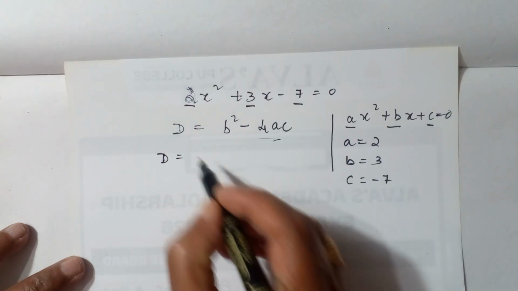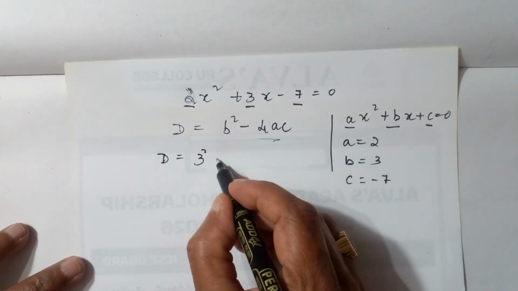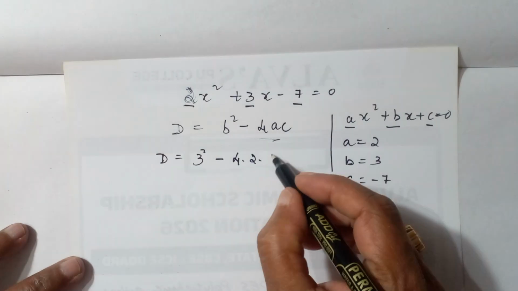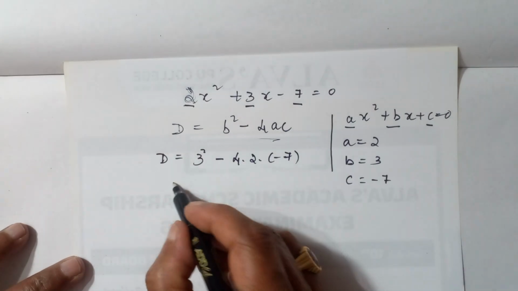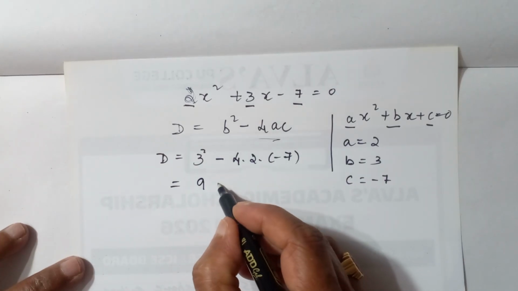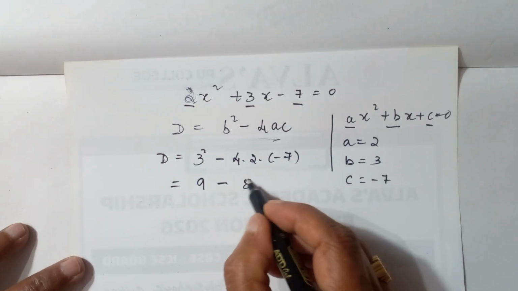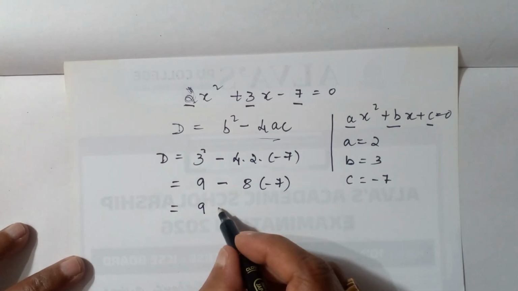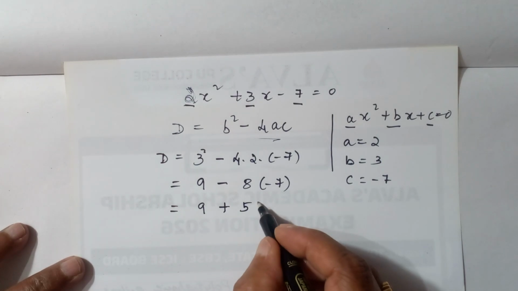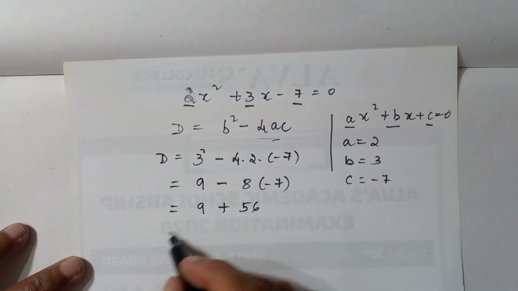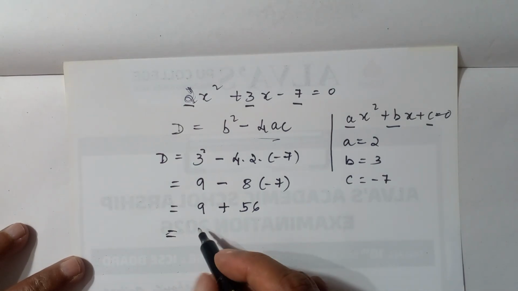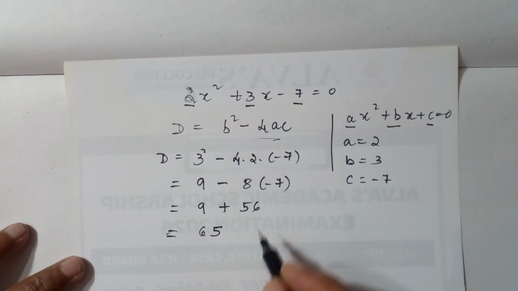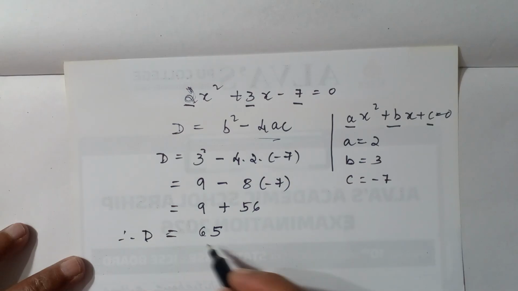Substitute these values in the discriminant. D is equivalent to b square, that is 3 square, minus 4 into a, a means 2, c means minus 7. Square that one: 3 3 is 9, minus 4 2 is 8 into minus 7. It is equivalent to 9 minus into minus plus, 8 7 is 56. Multiply these two. Here add 9 plus 56, what are we getting? 65. Therefore the discriminant you got is 65.